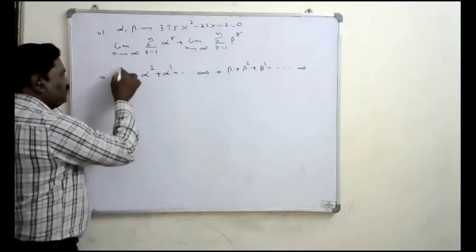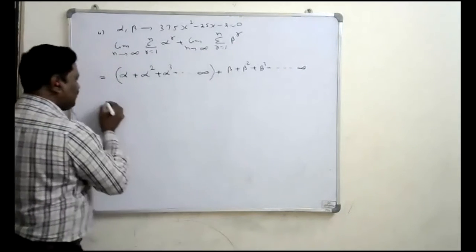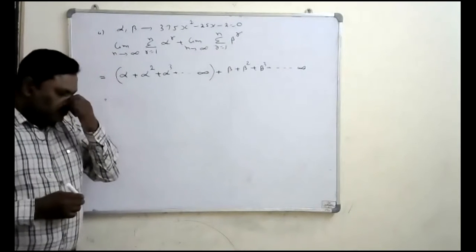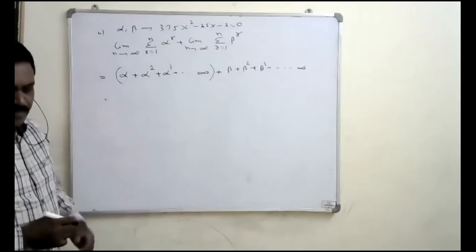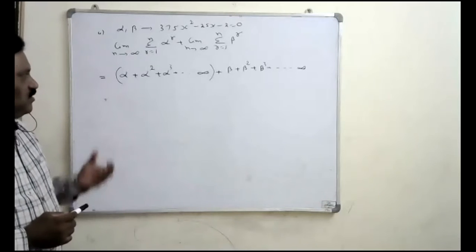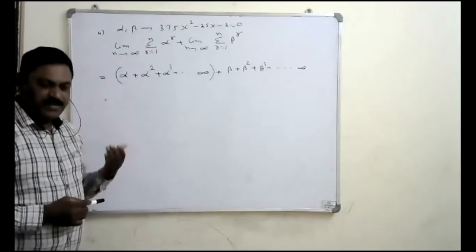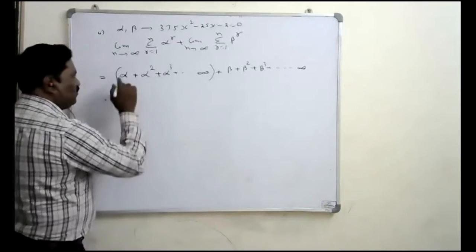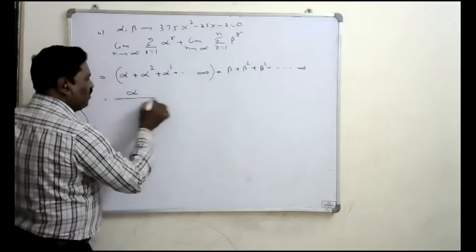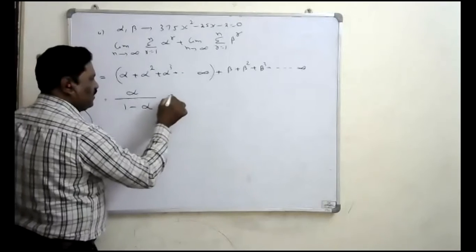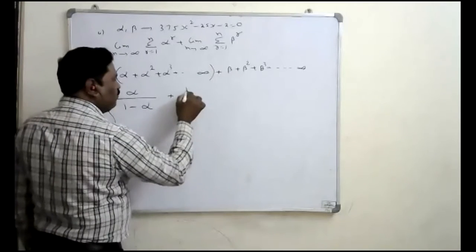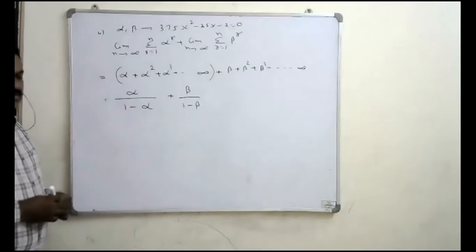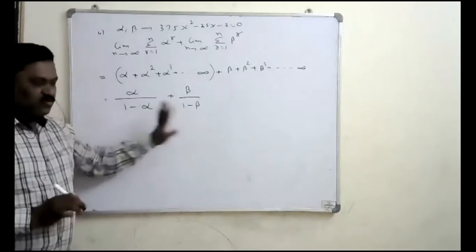Let's observe the first one. Which series is it? GP. What is the common ratio? Alpha. So the sum to infinity terms of the GP: what is the formula? A upon 1 minus R. A means alpha, so it is alpha by 1 minus alpha. Similarly, the second one is beta by 1 minus beta. Means indirectly they have given this value.